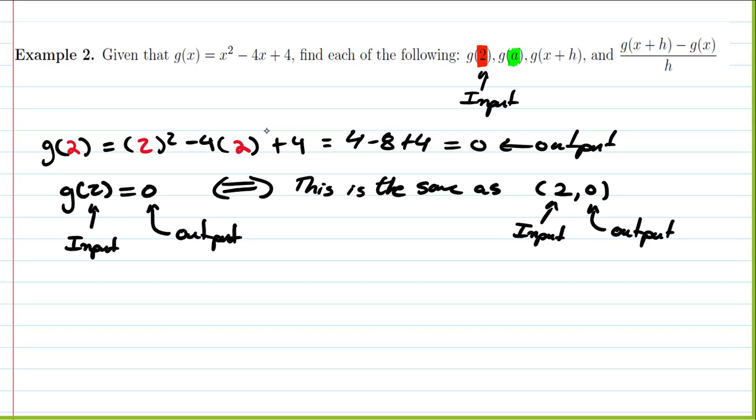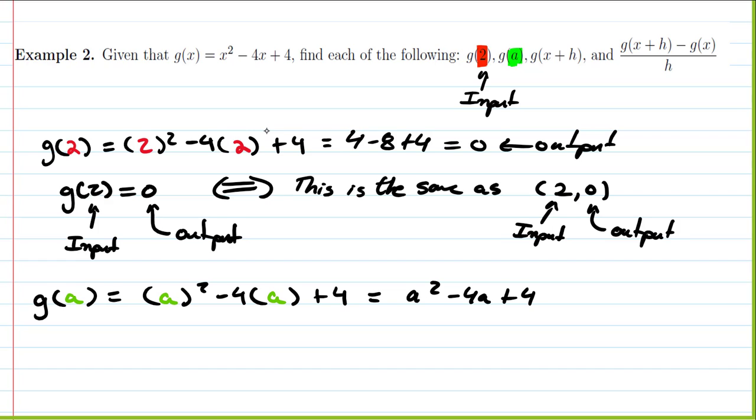All right, our next part is we want to find g of a. So that one says, everywhere I see an x, I'm going to replace it with a. So I have g of a is going to equal, just like what happened above, instead of replacing it with 2, we're going to replace it with a. So I have a squared minus 4 times a plus 4. And that's going to simplify to a squared minus 4a plus 4.